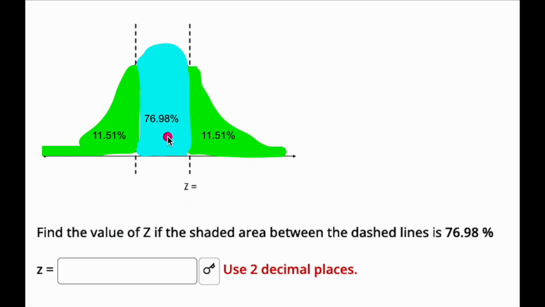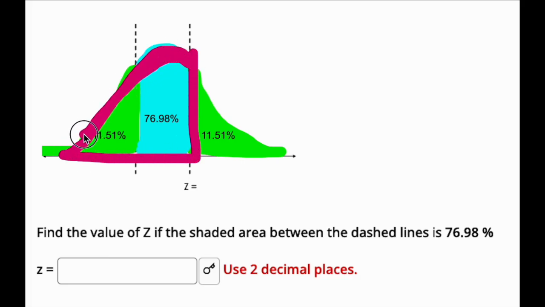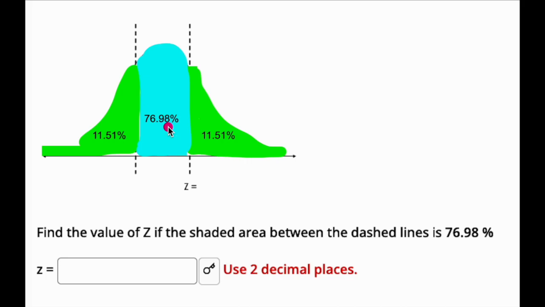So now that I know all of these areas, then we need to find the area to the left. So that's all of this. That way we can look it up on the chart. So what we need to do is take 11.51 and add 76.98. So that's all of this area here that I'm highlighting with pink. When I add up these two areas, we get 88.49. So this area with these two added, which would be the area to the left, is 88.49.